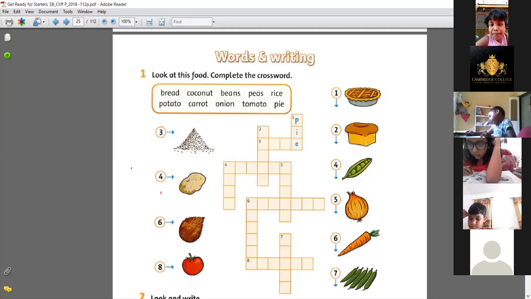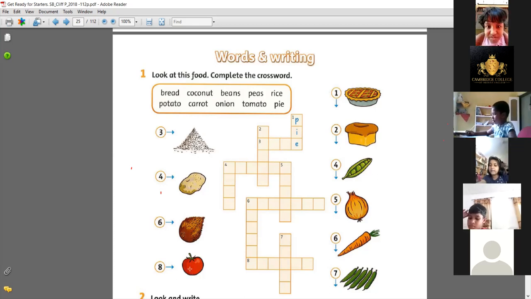Potato, number four, you know, potato. Next one, carrot. This is carrot. Number six, onion. Number five, can you see number five? Onion. Tomato, number eight. Teacher, what is number three? Number three, rice. Next, tomato, number eight. Can you see number eight? It's tomato.